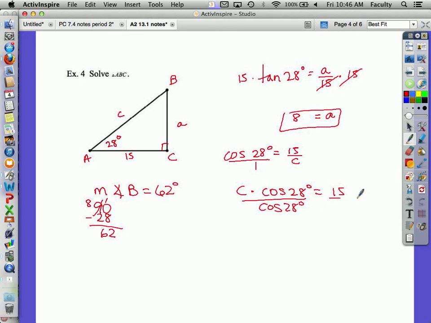And then I'm going to divide by the cosine of 28 degrees. So be careful if your unknown is in the denominator. It's got to come out. So either create a proportion or multiply by that variable. So now on your calculator, take 15 divided by cosine 28 degrees. It's already in degree mode, so we should be okay. And are you getting about 17?